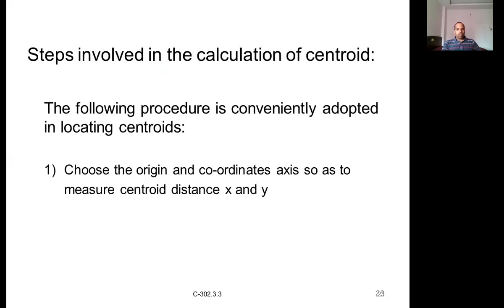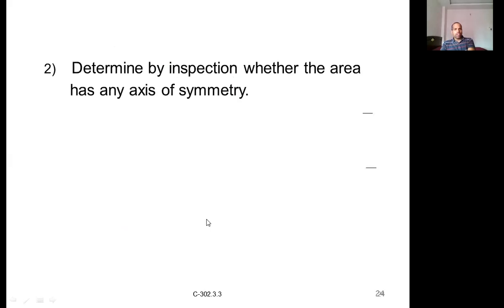Now let us see the steps. What are the different steps involved in calculating centroids? For numerical problems, the following procedure is conveniently adopted for locating the centroid. Choose the origin and coordinate axes so as to measure the centroid distances x and y, and determine by inspection whether the area has any axial symmetry. Means first you check whether axial symmetry is there about any axis. If there is axial symmetry about any one axis, half of the problem is done, because symmetry about an axis means the centroid lies on that axis only. So one half of the problem is eliminated.